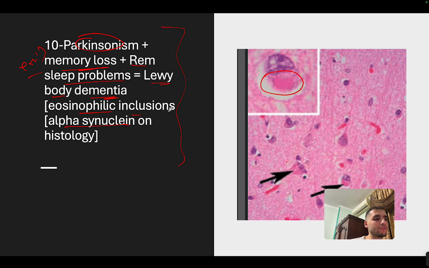So when you see Parkinsonism with early memory loss, this is called Lewy body dementia, and you would usually see eosinophilic inclusions or alpha-synuclein. Now alpha-synuclein can also happen in the normal Parkinson. So it happens in both of them.